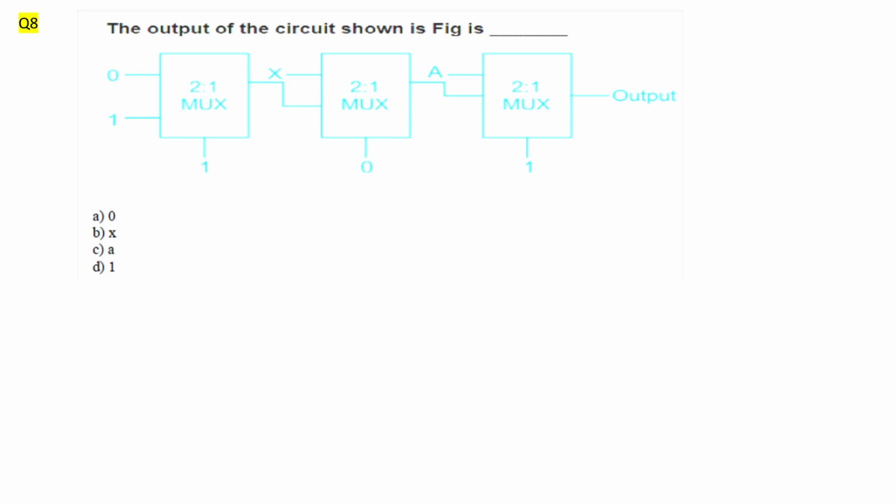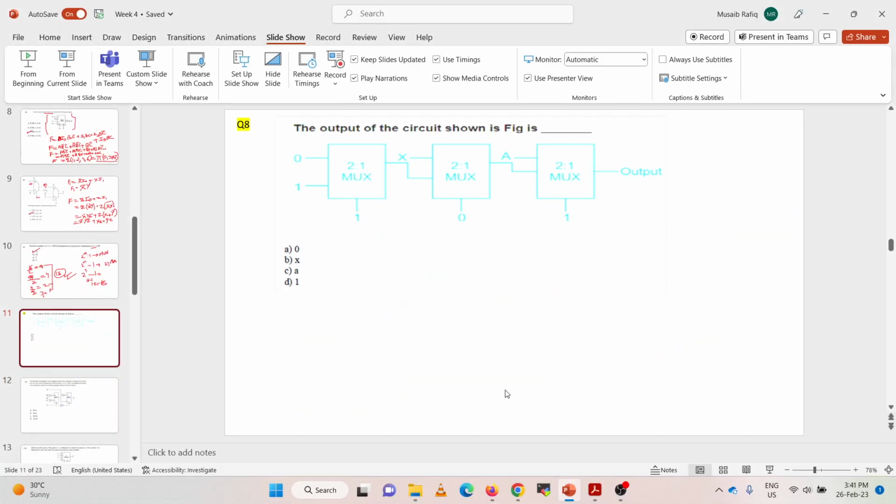The output of the circuit shown in this figure: we have three 2:1 muxes, and we have here 0, 1, 1, X is here an input, 0, A is here an input, and 1. So we need to find the output of this function. It's 3:40, so I'll give you 5 minutes. You guys can do it, and then I'll show you the solution.